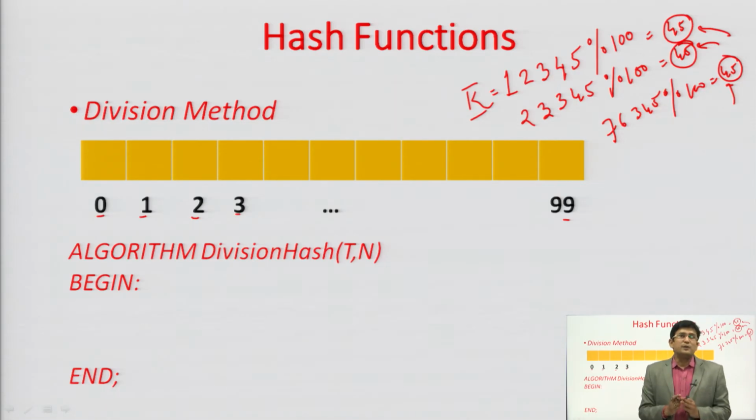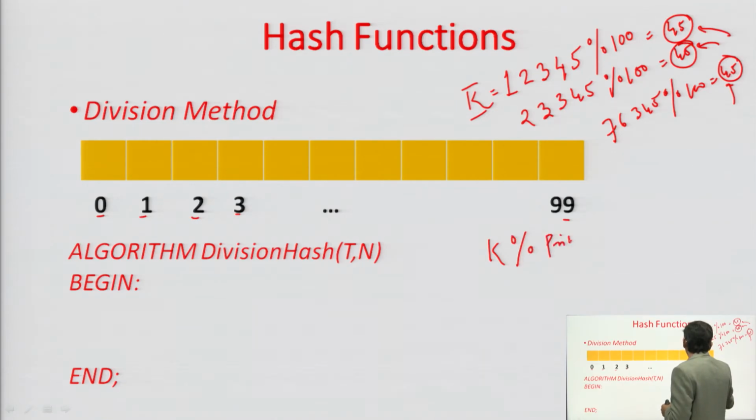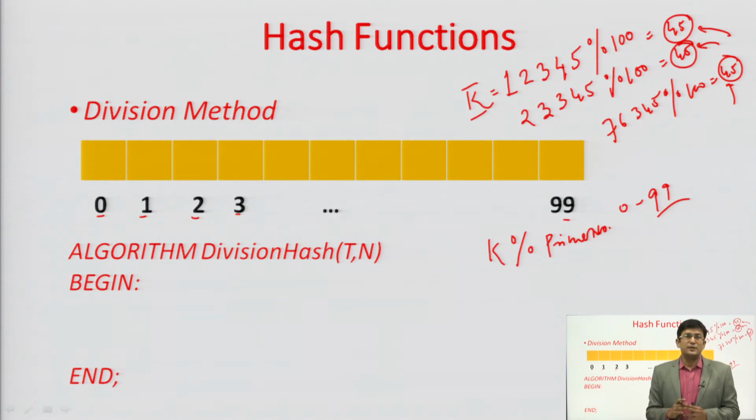So, to resolve this, we can apply some criteria by which the repeated remainders could be least possible. For that, we are going to divide this key with a prime number. For example, if I have the locations from 0 to 99, you find out the nearest prime number to 100, but on the lower side, not on the higher side. So, the nearest prime number is 97.